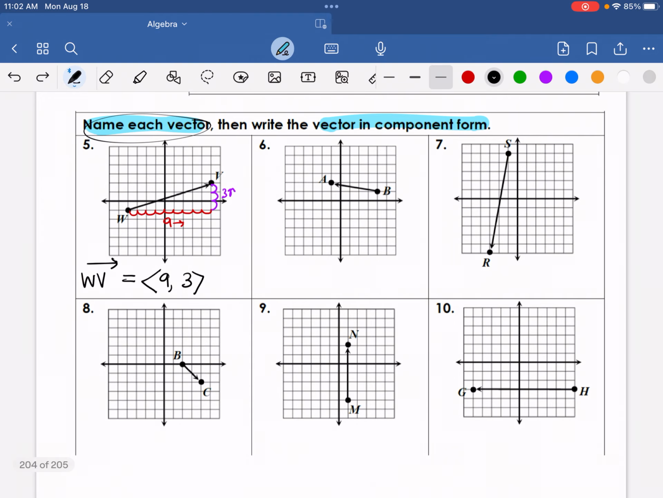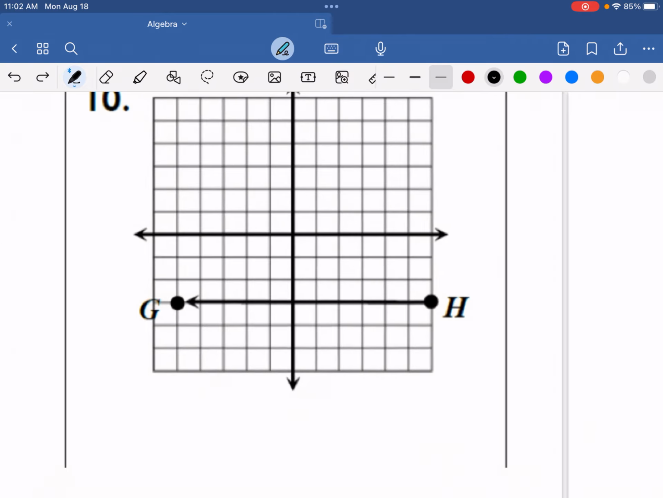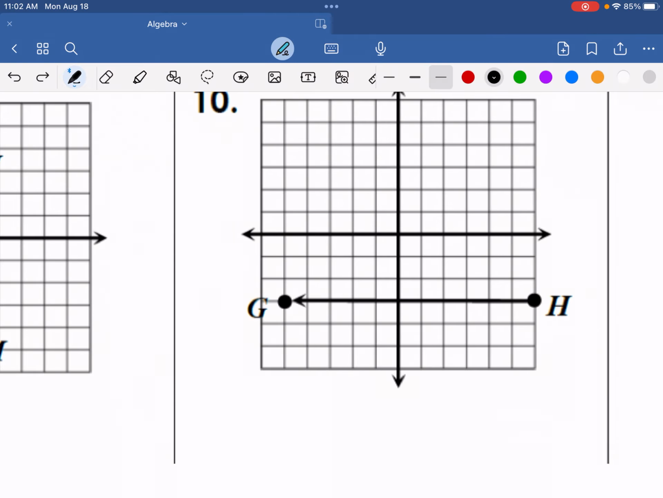The last one I'll do is, I guess, 10. So for 10, is it G to H or H to G? It is vector H to G, because the arrow is starting at H and then it's pointing to G.